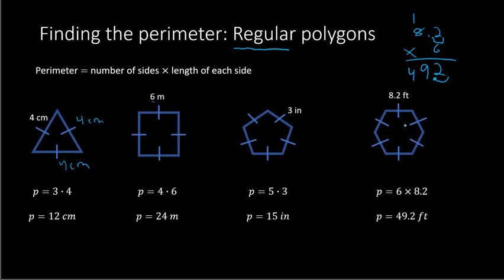So notice this is quicker than trying to add up each side by itself. Like here, this last one, you have to do 8.2 plus 8.2 plus 8.2, and do that 6 times. It's going to take much longer. So it's quicker with regular polygons if you multiply the number of sides by the length of each side.